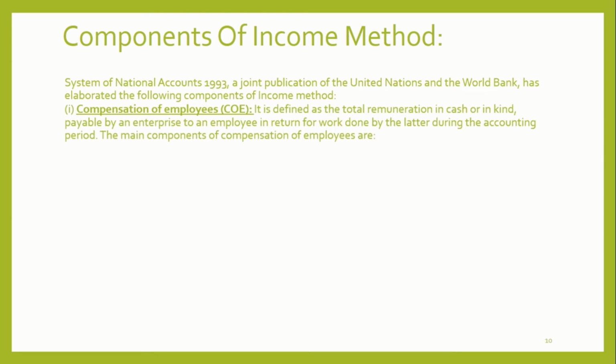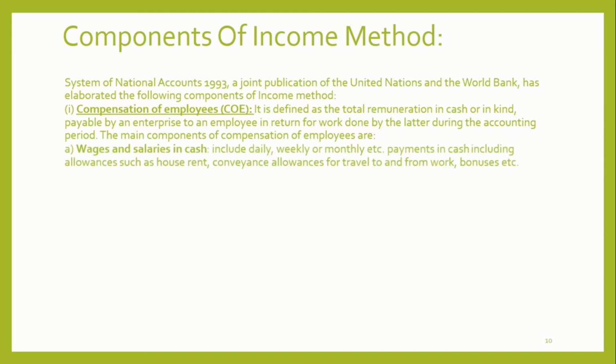Compensation of employees. It is defined as the total remuneration in cash or in kind payable by an enterprise to an employee in return for work done by the latter during the accounting period. The main components of compensation of employees are wages and salaries in cash, including daily, weekly, or monthly payments in cash, including allowances such as house rent, conveyance allowances for travel to and from work, bonuses, etc.